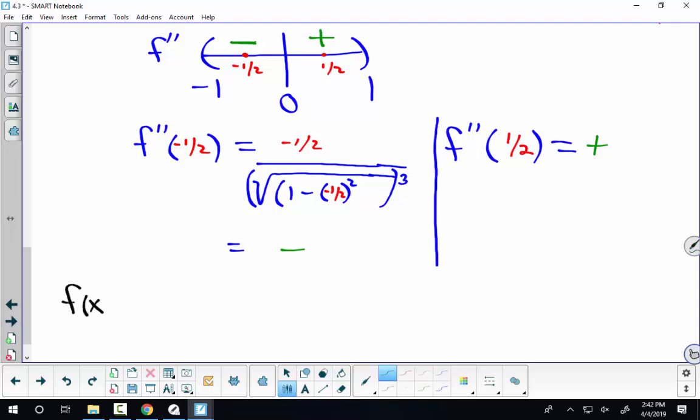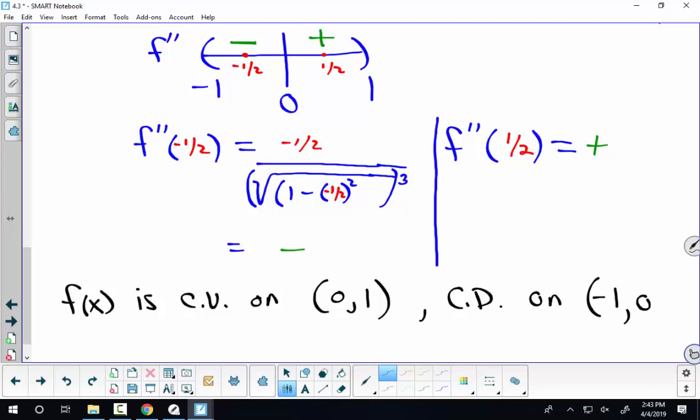So we'll say f of x is concave up on the interval 0 to 1. And again, just be mindful of the domain of the function, because if we were to just draw out the number line, you might have written down the wrong answer and said it's concave up from 0 to infinity, which isn't true. So it's concave up here, concave down from -1 to 0.